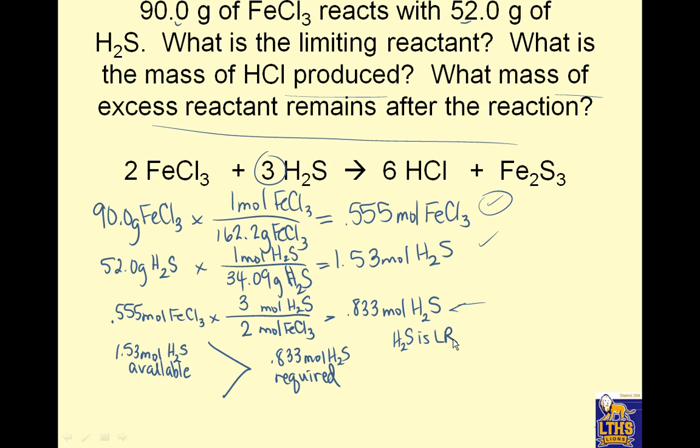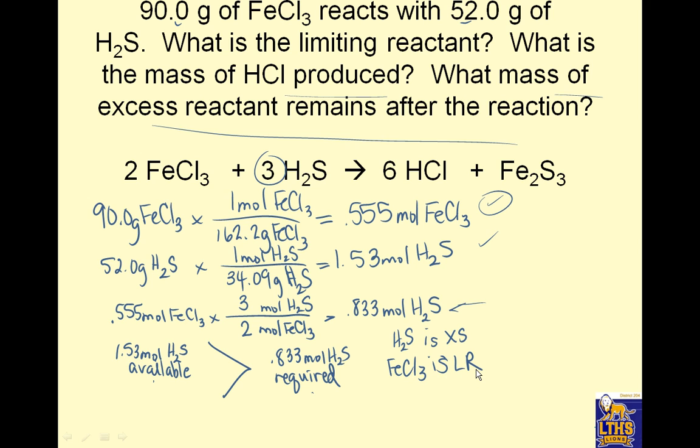Okay? Alright, once we know, I'm sorry, I said H2S is limiting. I lied like a dog. Alright, I don't know if dogs lie, but anyway. This is how much I have available, this is how much required, so you can see there's more available than is required, so H2S is in excess. So that means FeCl3 is limiting.